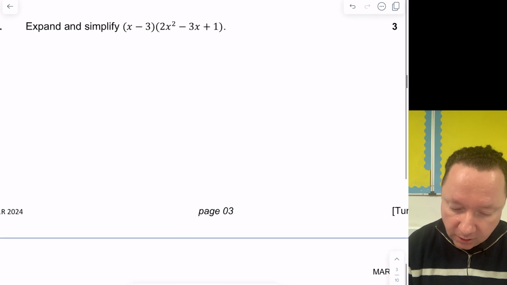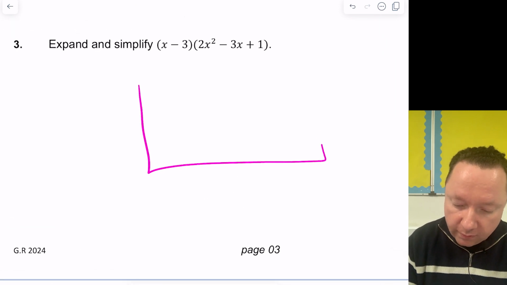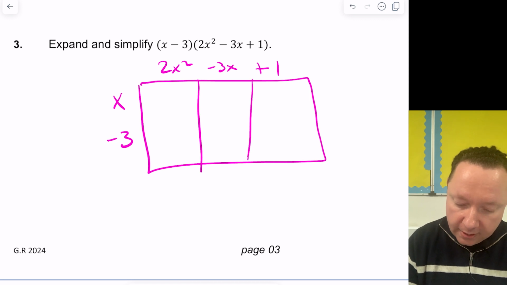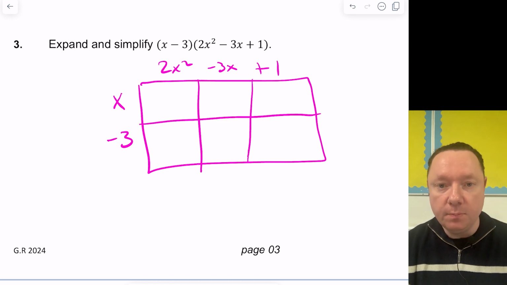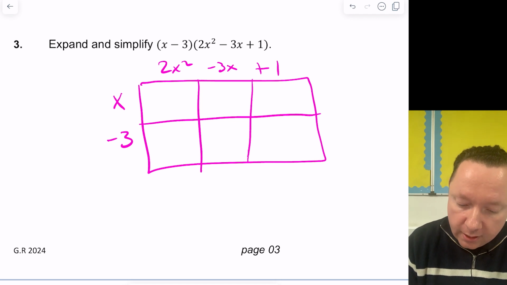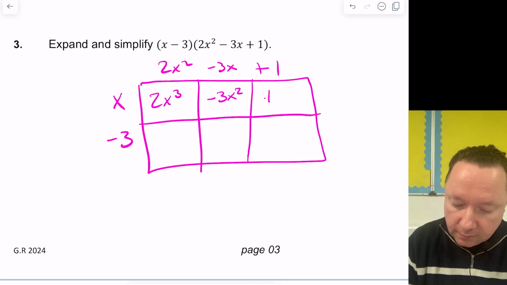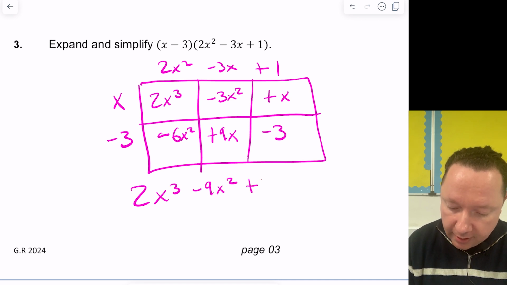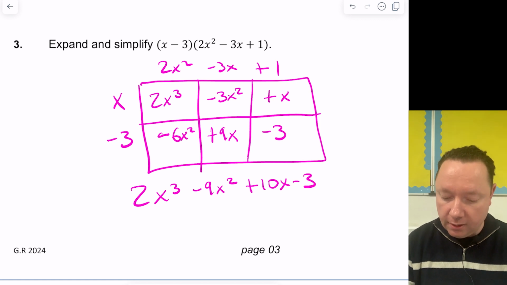Expand and simplify. So you know I always use a grid for this by now. So there's my grid. X minus 3, 2x squared minus 3x plus 1. It's not a bad National 5 2024 exam paper so far. X squared, that's 2x cubed, minus 3x squared, plus x, minus 6x squared. 3 3s is 9, so plus 9x, because a minus times a minus, and then minus 3. So taking it outside, I've got 2x cubed, minus 9x squared, plus 10x, and minus 3. And we're done there.